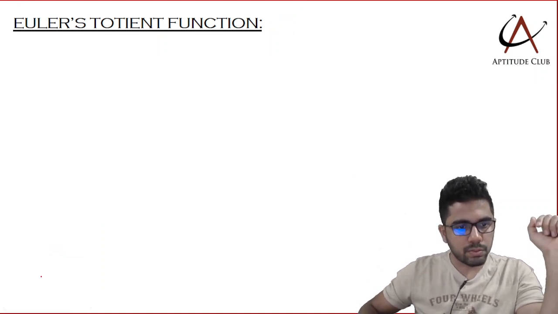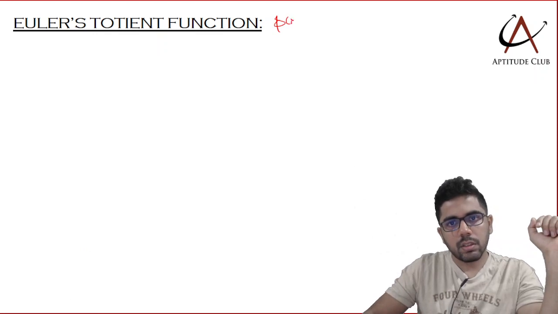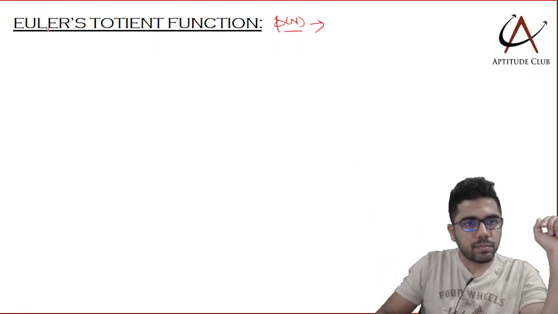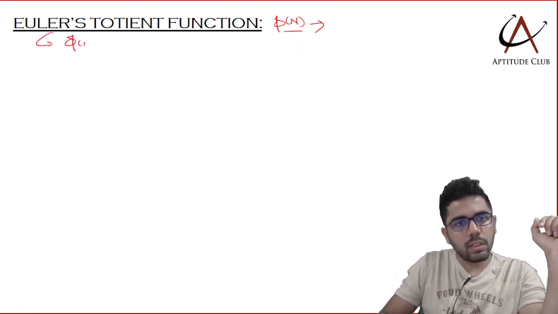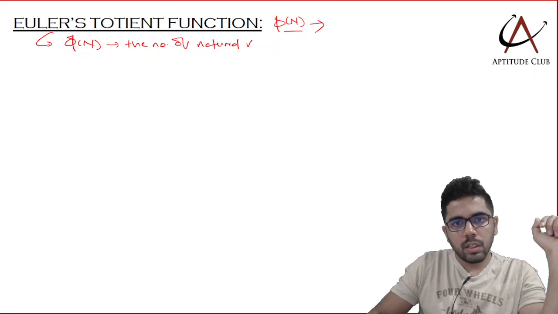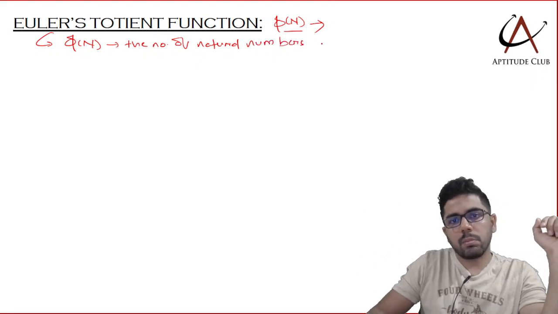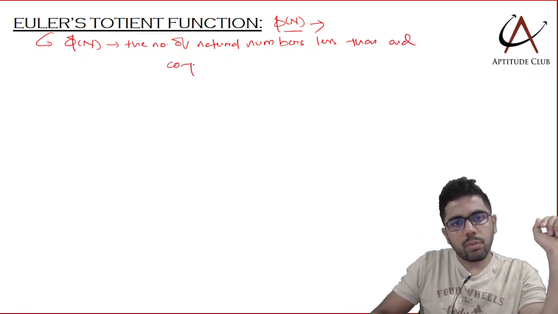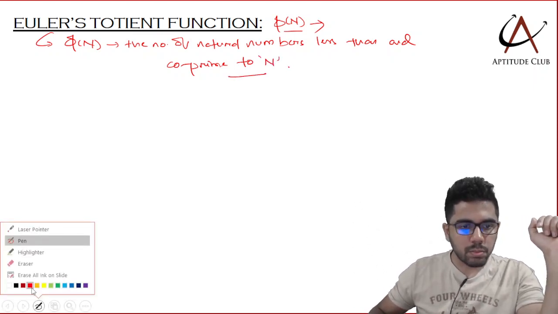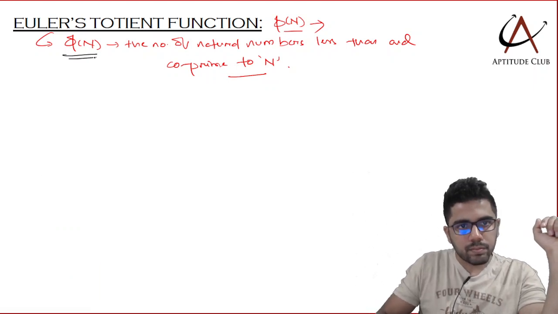It is represented as phi of n. This is Euler's totient function. What is phi of n? Phi of n is the number of natural numbers, if you look at the definition, the number of natural numbers less than and co-prime to n. That is the meaning of phi of n. It is the number of natural numbers less than and co-prime to n.